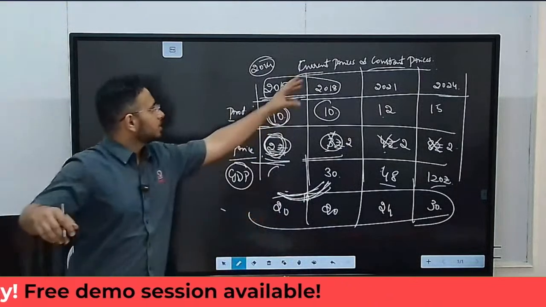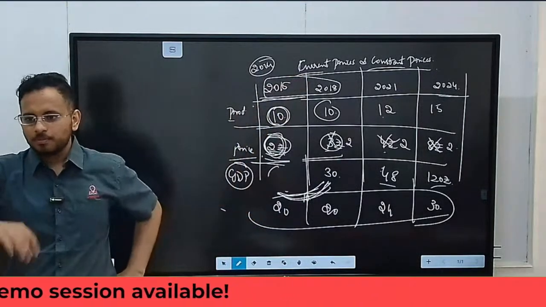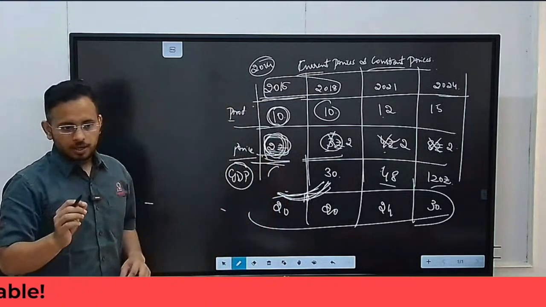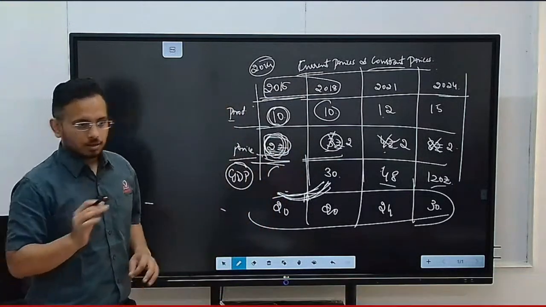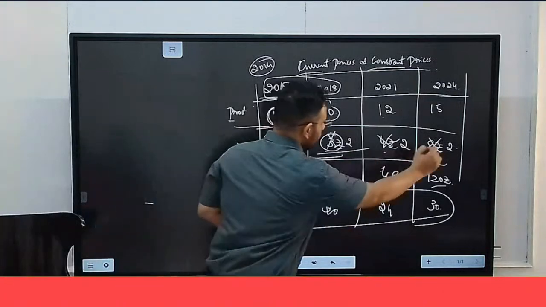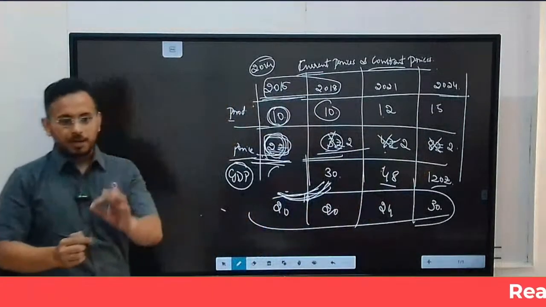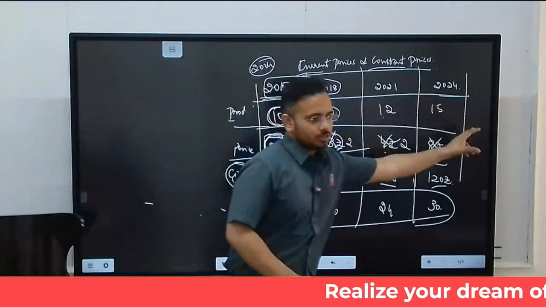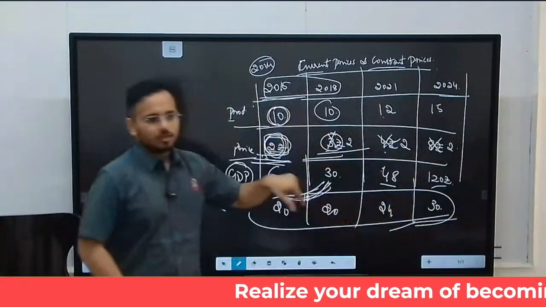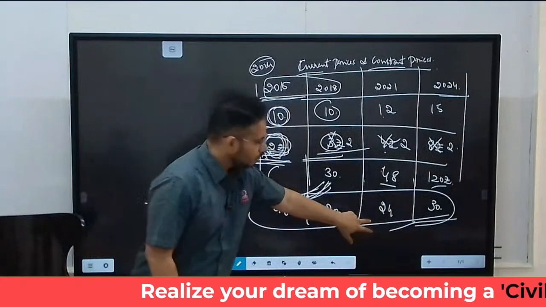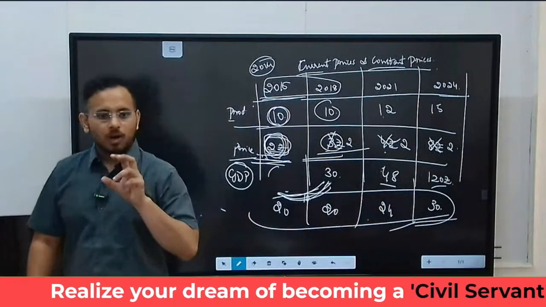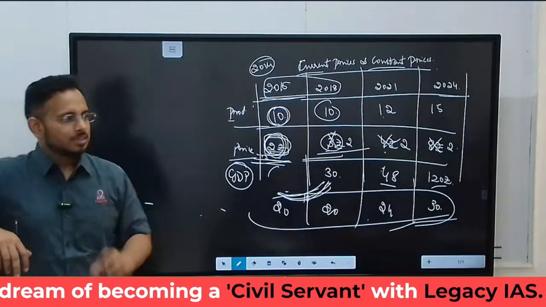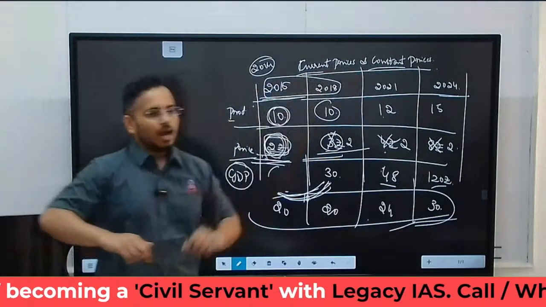This is called constant prices. Because you take one year as a base year, and throughout the calculation, you maintain the price of the base year. If at all the quantity changes, it gets reflected in the GDP. This is the real quantity that we aspire for. So this is the difference between current prices and constant prices.